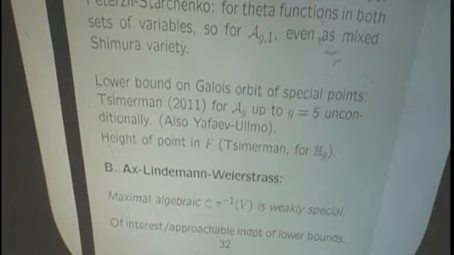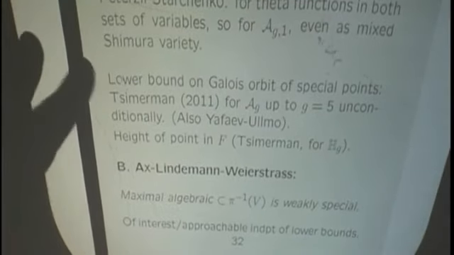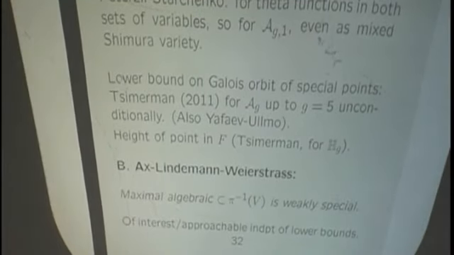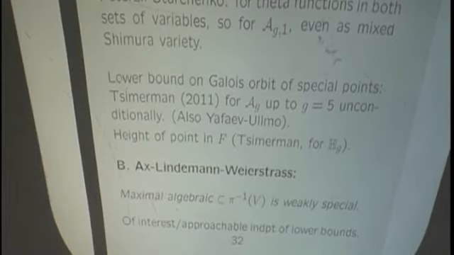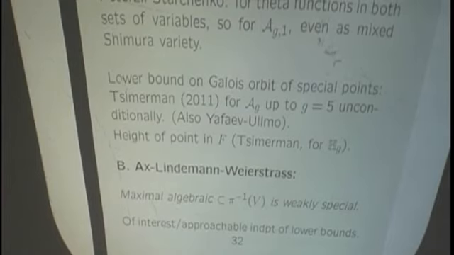And then the other ingredient you need is this Ax-Lindemann-Weierstrass statement: the maximal algebraic W in a pre-image is weakly special. Again, this is not known in general, but on the other hand it is approachable without lower bounds. You don't need lower bounds to think about that.